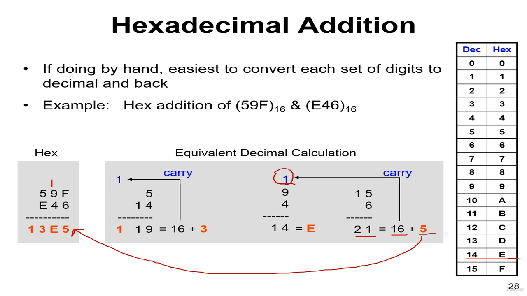Then 5 plus E, E is 14, so 14 plus 5: 14, 15, 16, 17, 18, 19. But we cannot have a number as 19, right? So we are going to express 19 as a sum: 5 plus 14 gives us 19, so 19 would be expressed as 16 plus 3, right? So it would give us the 1 as a carry and 3. So this 3 would be written over here, right? The 1 would become a carry, which is written over here, right?